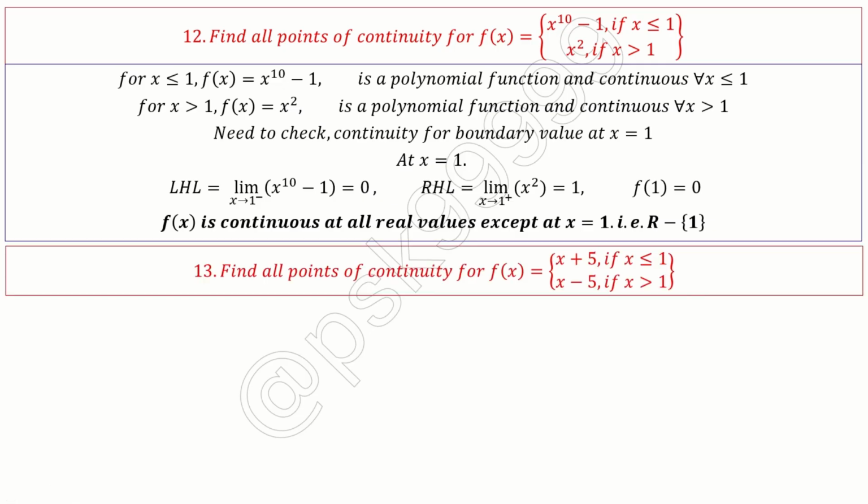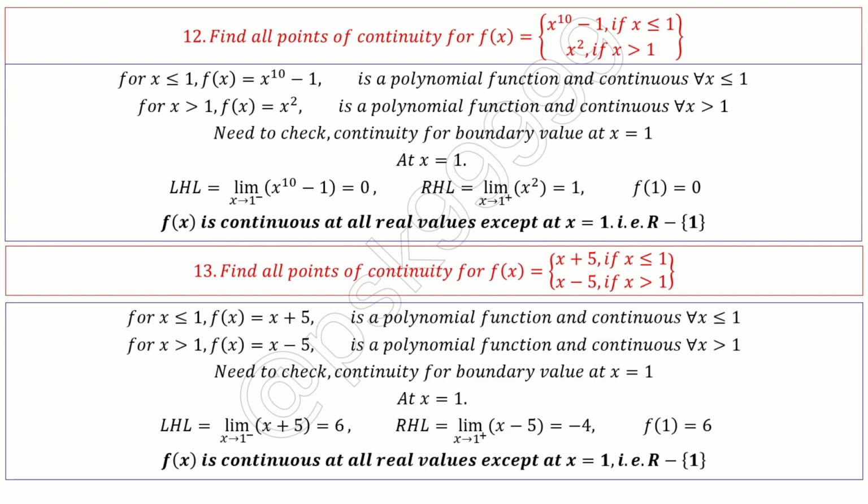Next. Again f of x is defined as x plus 5 and x minus 5. So individually they are continuous, we know. Now the point of contention is at x equal to 1. So at x equal to 1, LHL is 6, RHL is minus 4. f of 1 is 6. So definitely LHL is not equal to RHL, so the limit doesn't exist. So f of x is not continuous at x equal to 1, but for all the rest of the real values it is continuous. Next.